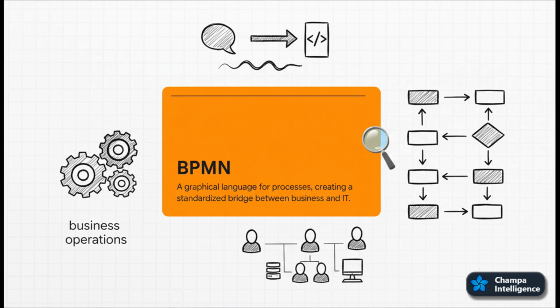Think of it like a universal blueprint for how your business gets things done. It's a visual language, kind of like a flowchart, but it has really specific rules. And that's a good thing. It means that everyone, from the business analyst to the software developer, looks at the same diagram and understands it in the exact same way.